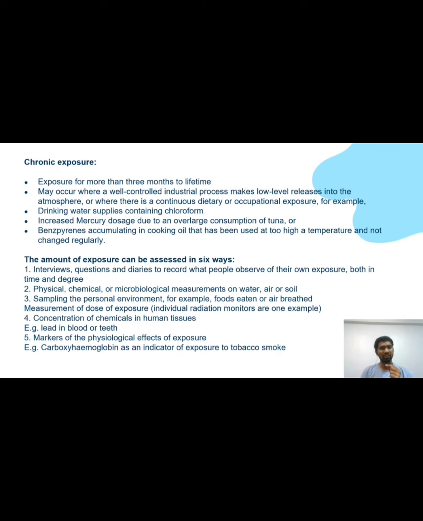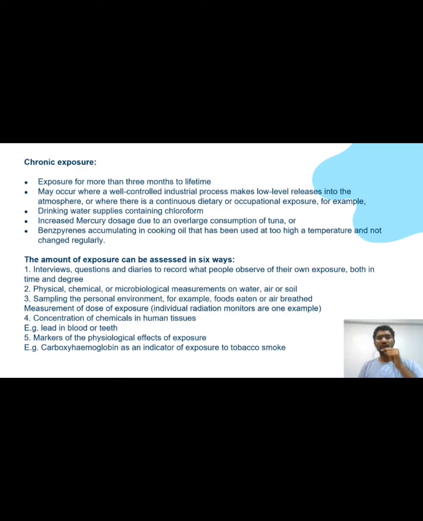The chronic exposure for more than 3 months to the lifetime may occur where the control of industrial processes allows low-level releases into the atmosphere, or where there is a continuous dietary or occupational exposure. For example, drinking water supplies containing chloroform, increased mercury dosage due to the overlarge consumption of tuna, or toxins accumulating in cooking oil that has been used at too high a temperature and not changed regularly.